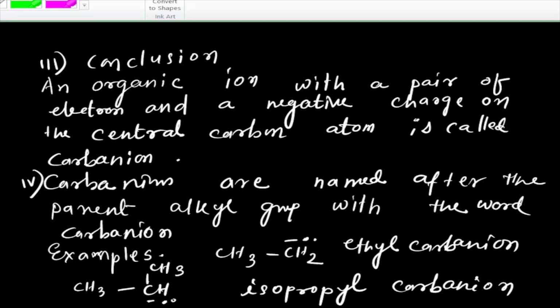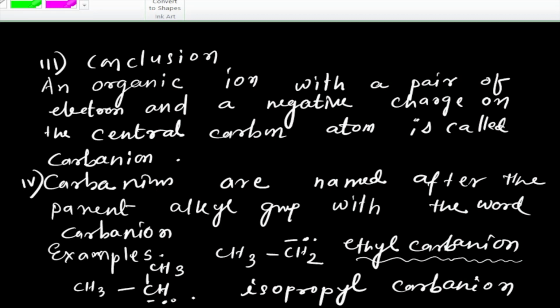Carbanions are named. How will we name the carbanion? It depends on the alkyl group. That means the parent alkyl group is attached to the word carbanion. Now see the example. If it is CH3CH2 minus with a pair of electrons, the alkyl group is ethyl. I told you, parent alkyl group with the word carbanion. So it is called ethyl carbanion. Are you clear? Since the ethyl group is present, ethyl carbanion.